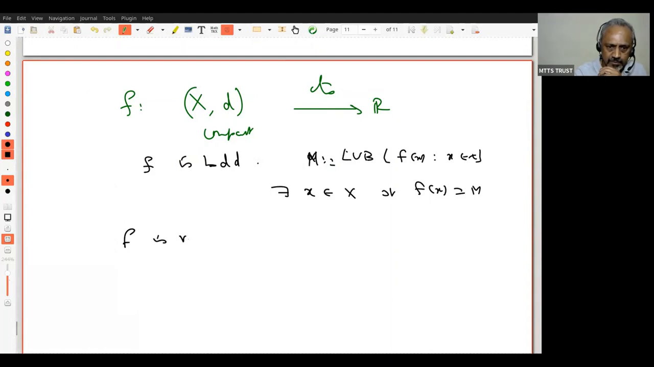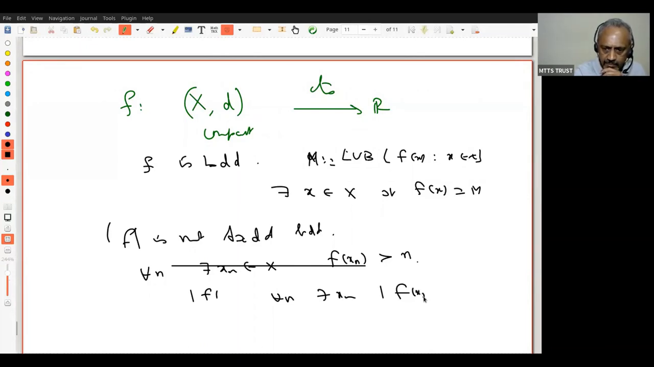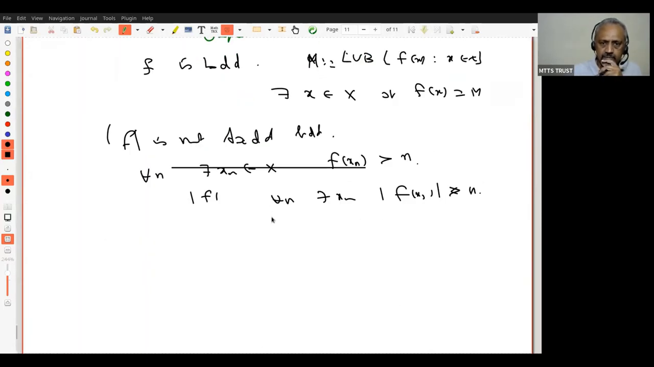Suppose f is not bounded. Then for every n, there exists x_n in X such that f(x_n) is greater than n. Let me say bounded above, not bounded above. Similarly, bounded below you can prove, or you can even use mod f. For each n, there exists x_n such that mod f(x_n) is greater than n. If not, there is an n such that for all x, mod f(x) is less than or equal to n. That means f is bounded. You understand? Therefore, f is not bounded means that.